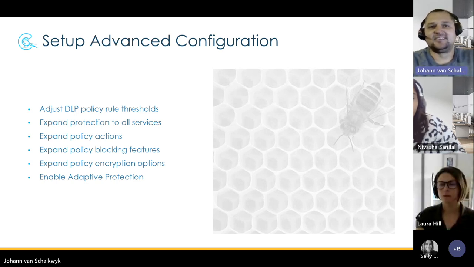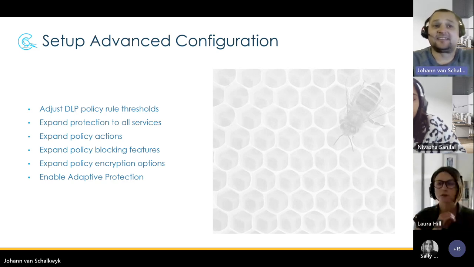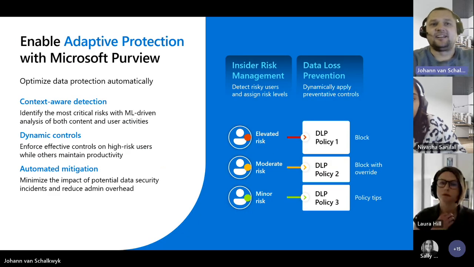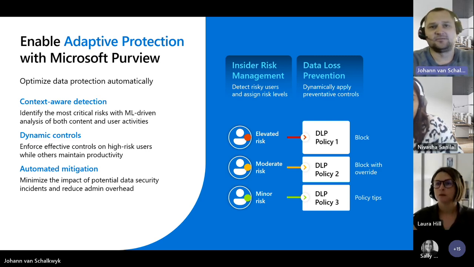And as I mentioned initially, you can integrate into insider risk management from data loss prevention policy, in a feature called adaptive prediction that Microsoft has released. What that really allows you to do is utilize the different levels of user risk within insider risk management and trigger different levels of controls within data loss prevention policies.